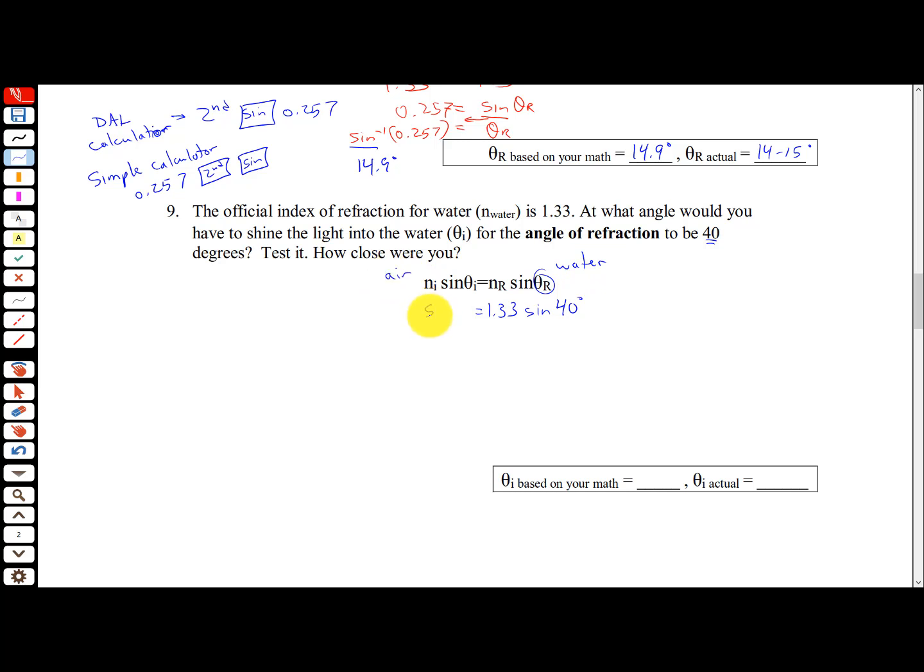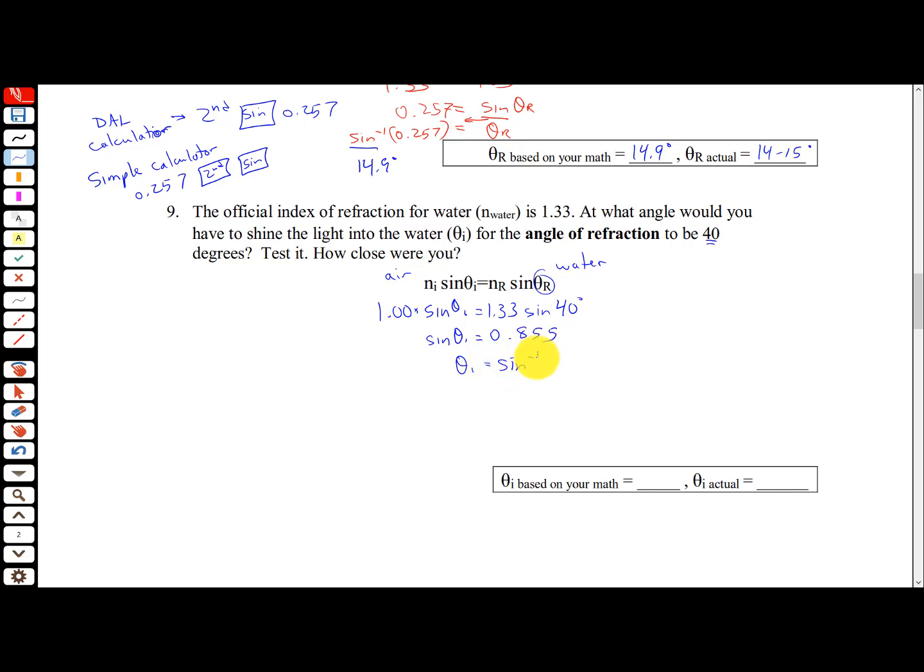So if we want to figure out what that angle would be, sine theta I, over here, and we're coming from air, so that's 1.00. Well, 1 times anything is itself, so sine theta I is equal to 1.33 times sine of 40. 1.33 times sine of 40 is equal to 0.855. If we want to get sine to the other side, that's where this comes in.